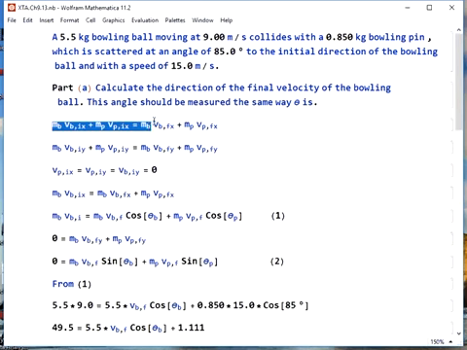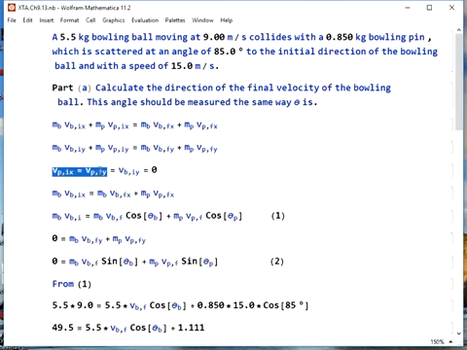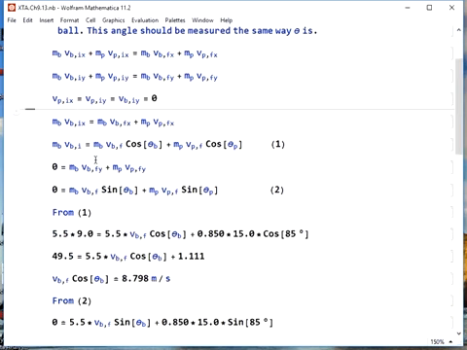We have conservation of momentum in the x direction and conservation of momentum in the y direction. Our initial conditions tell us that the bowling pin has no initial velocity in either x or y, and the ball has no initial y velocity. When we set these equations up, we can call this one 1. mb times the initial velocity of the ball is mb times the final velocity of the ball times cosine of theta b, plus mp times the final velocity of the pin times cosine theta p. In the y direction, we know we have 0 equals mb vb final y plus mp vp final y.